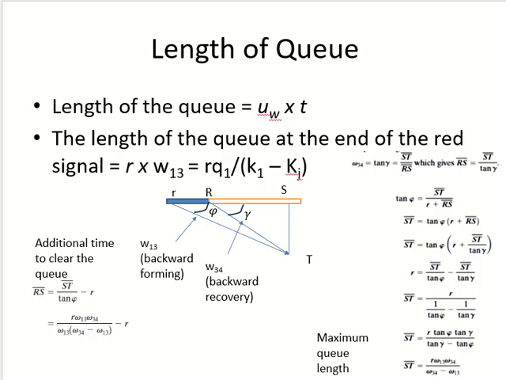Now in this equation you can see we have tangent phi and tangent gamma. What is tangent phi and tangent gamma? The velocity of the two shock waves, the forming shock wave and the recovery shock wave. So tangent phi and tangent gamma are replaced by the speed values. Clear? So now I have the length of the queue in terms of the red signal timing, length of the red signal, and the two shock waves.